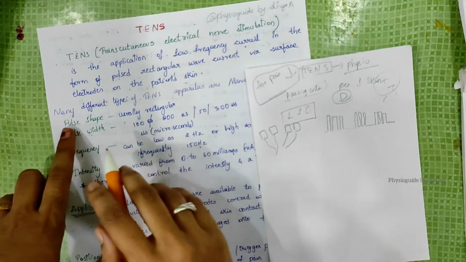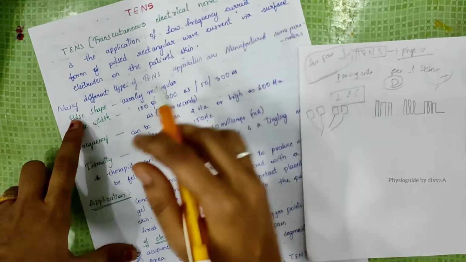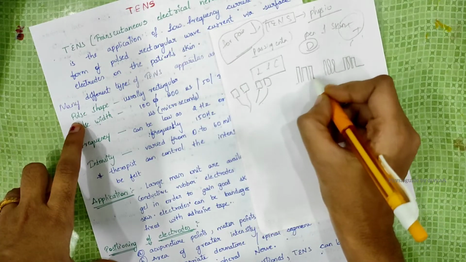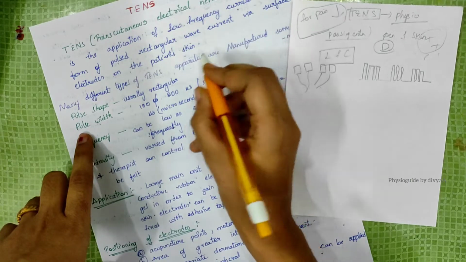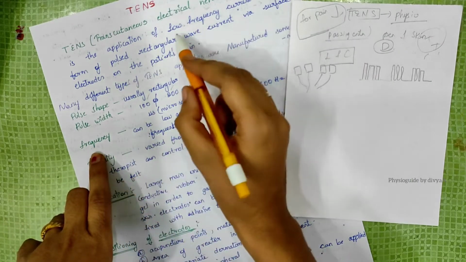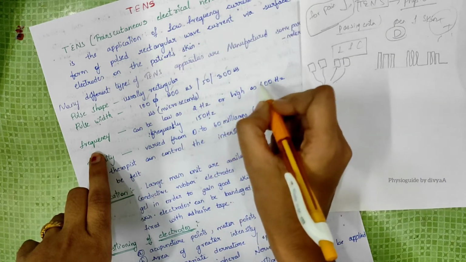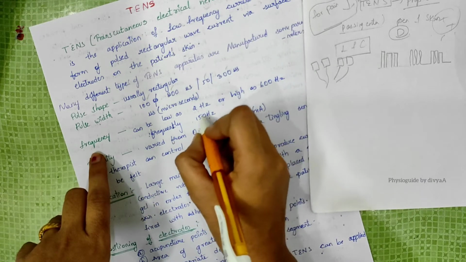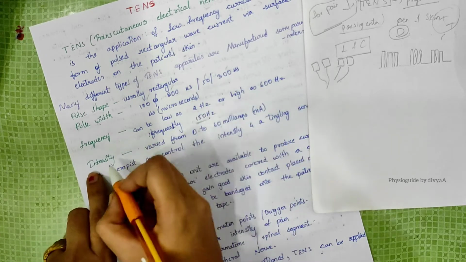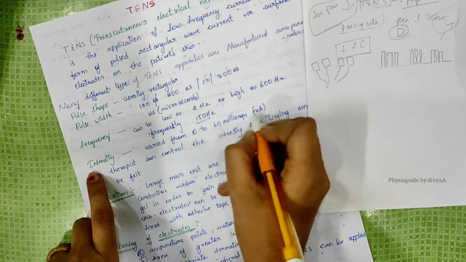Next, many different types of TENS apparatus are manufactured and some parameters are given. So pulse shape is usually rectangular only, we have understood from this, and pulse width is 50, 100, 200, 300 microseconds, and frequency can be low, that is 2 Hz, or as high as 600. Usually 150 is common. Intensity can be varied by us, from 0 to 60 milliampere.